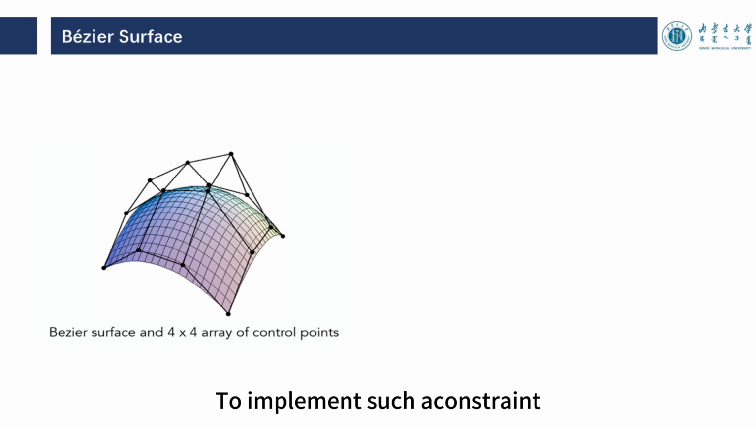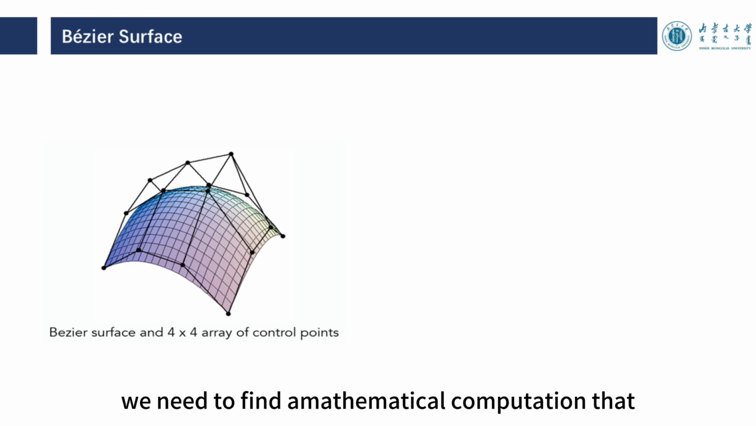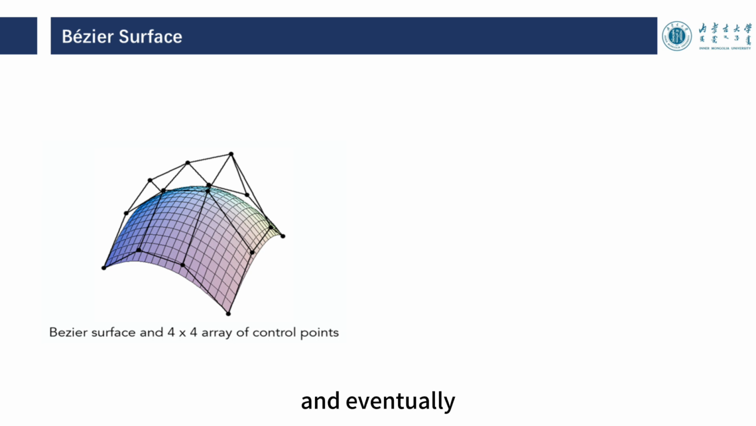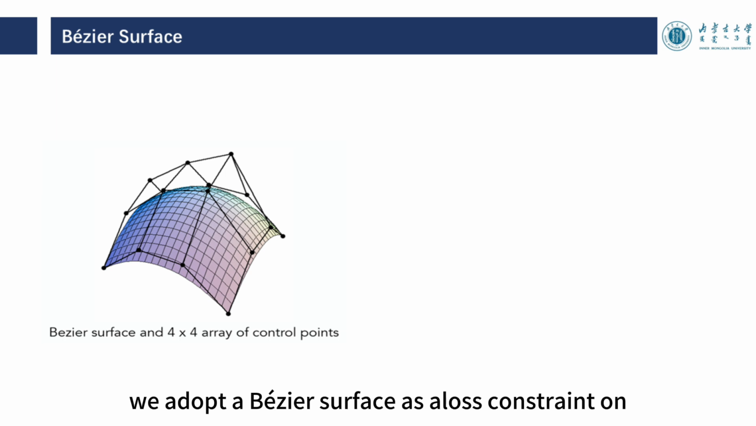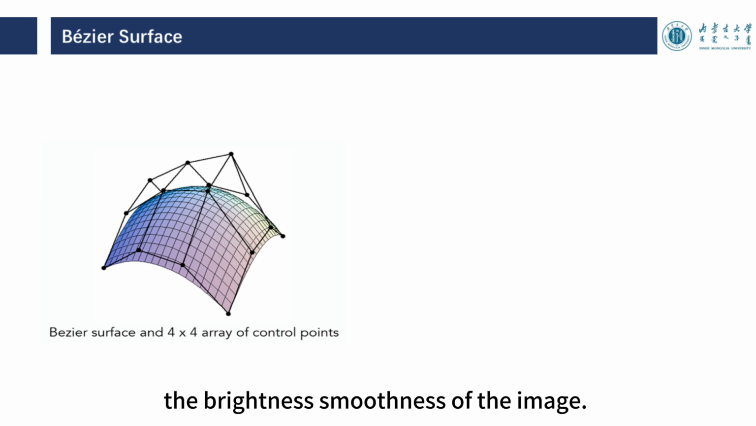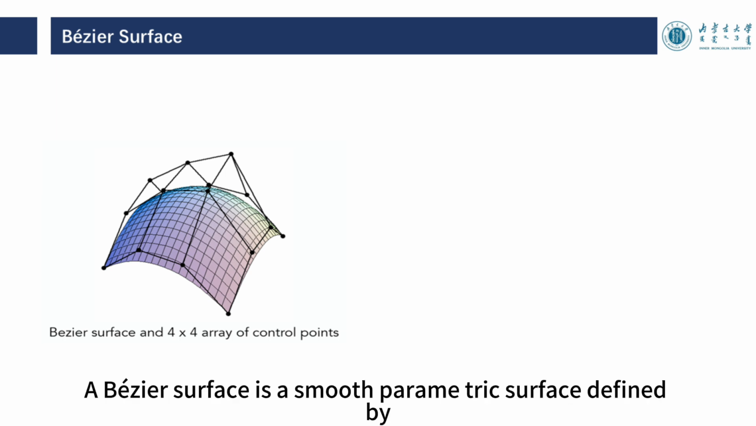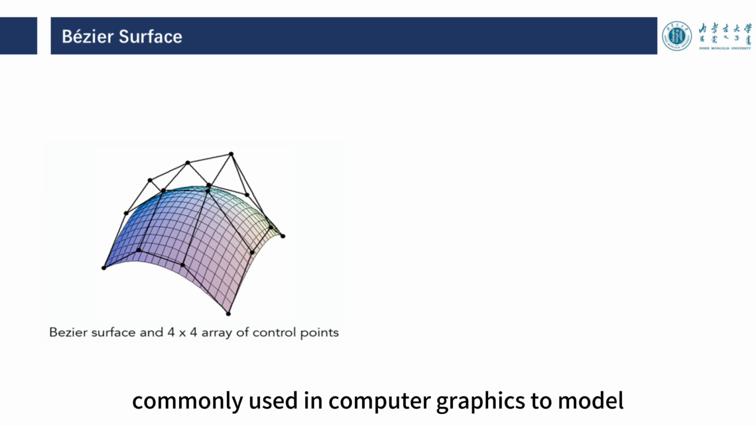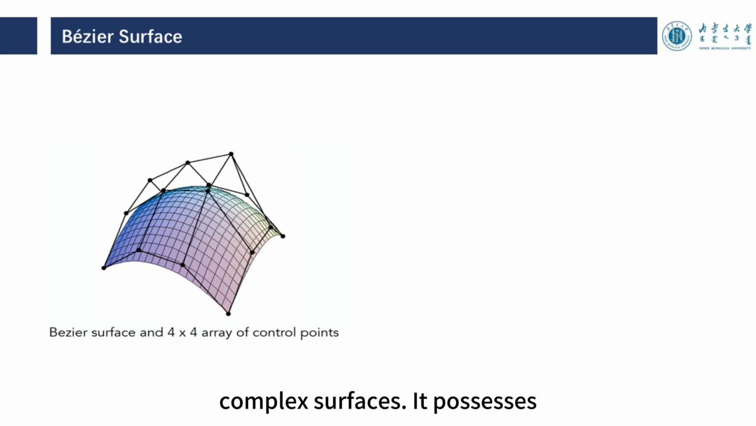To implement such a constraint, we need to find a mathematical computation that can express the smoothness of the image, and eventually, we adopt a Bézier surface as a loss constraint on the brightness smoothness of the image. A Bézier surface is a smooth parametric surface defined by a set of control points and basis functions, commonly used in computer graphics to model complex surfaces. It possesses the following characteristics.